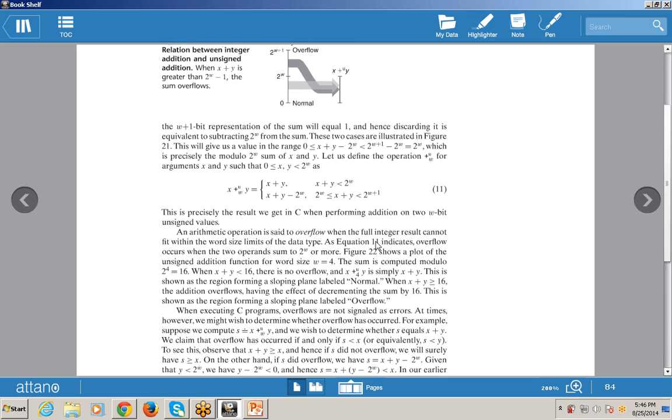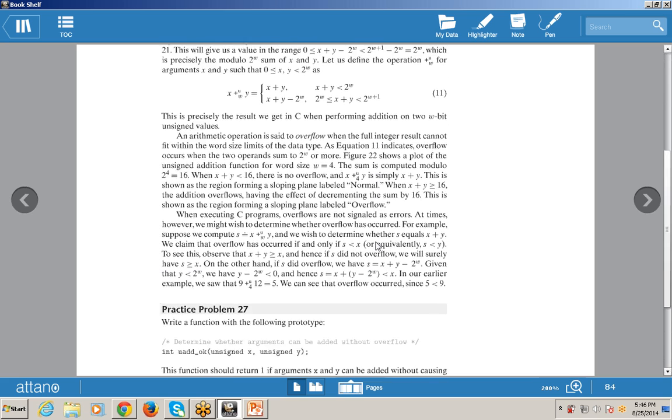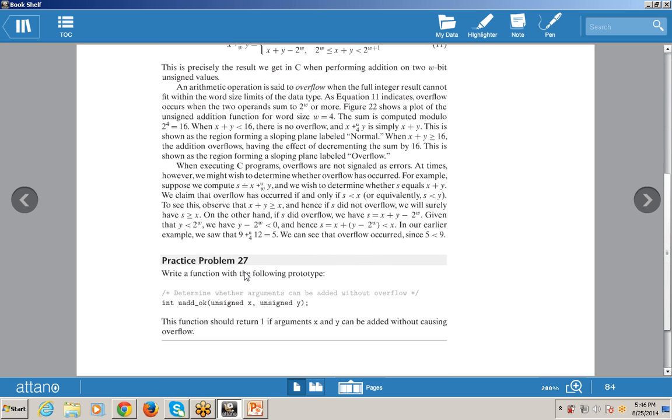These are the examples of adding unsigned numbers. You have to practice this. And the next problem is to write a function with the following prototype. This is the C syntax.